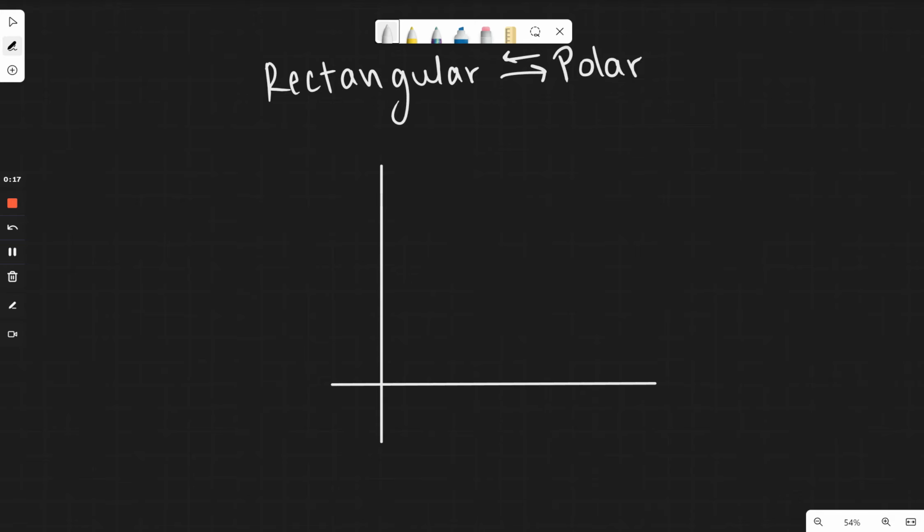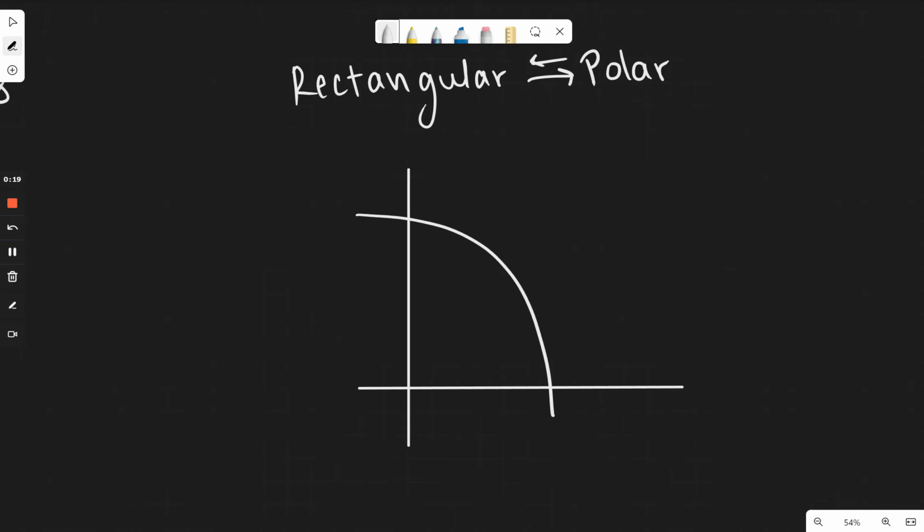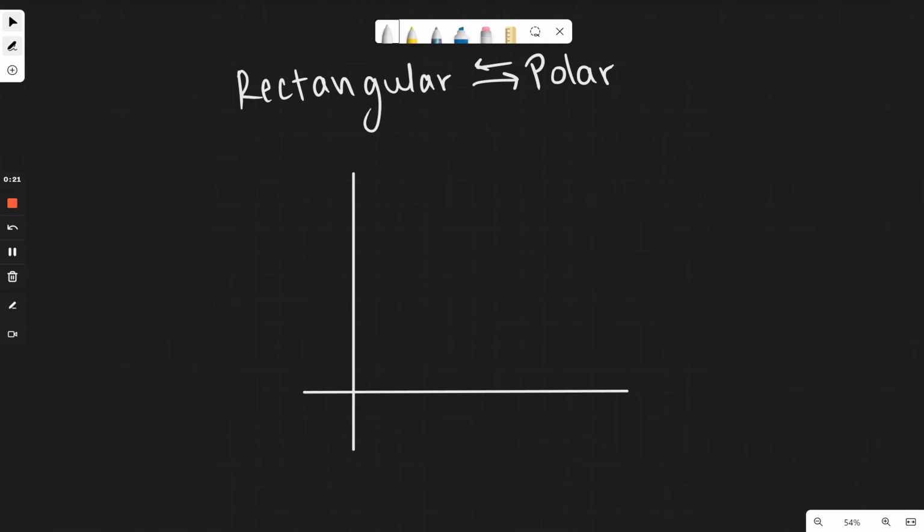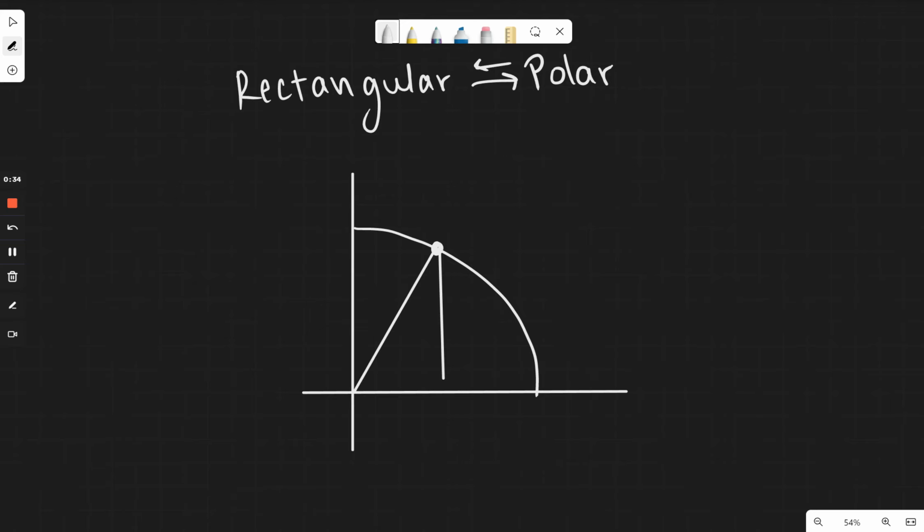So let's say we have a unit circle. Clearly I cannot draw even a quadrant of a circle, but I will try. Okay, this works. And let's say we have a coordinate on this unit circle, and now we're going to be making a triangle with this coordinate right here. So this is our x distance, this is our y distance, and this is our angle theta.